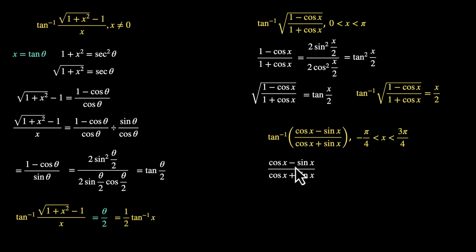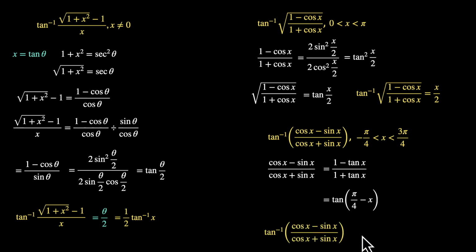Let's divide both numerator and denominator by cos. This is 1 minus tan x by 1 plus tan x. Now this can be written as tan pi by 4 minus tan x by 1 plus tan pi by 4 into tan x. That's tan of pi by 4 minus x. Tan of the difference of these two. Now we can apply tan inverse. Tan inverse of this is equal to tan inverse of tan of this. That's pi by 4 minus x. So this thing is actually equal to pi by 4 minus x.